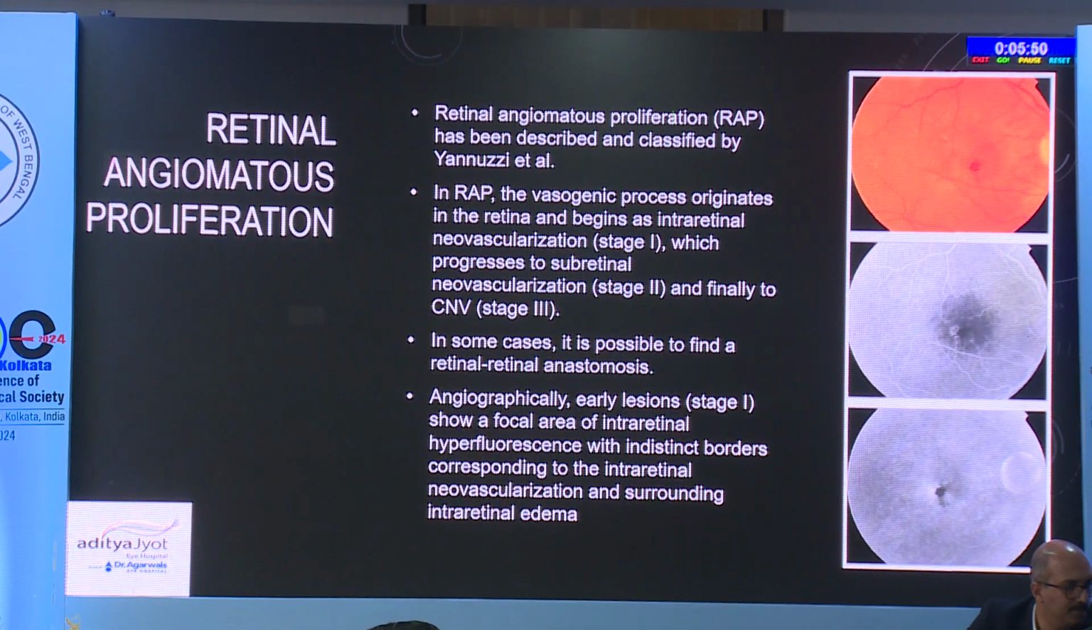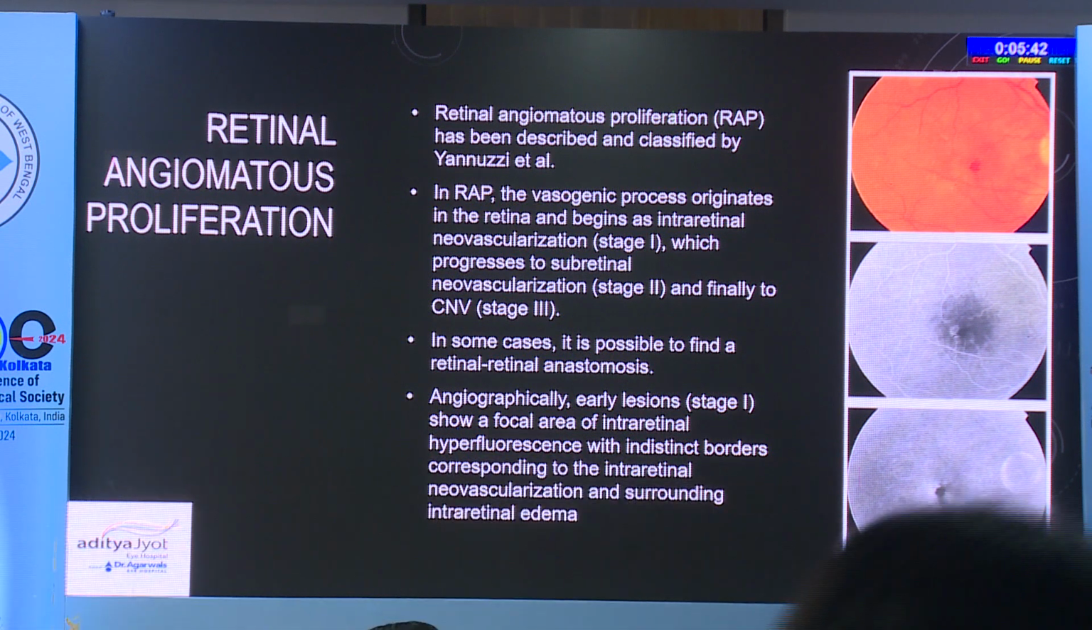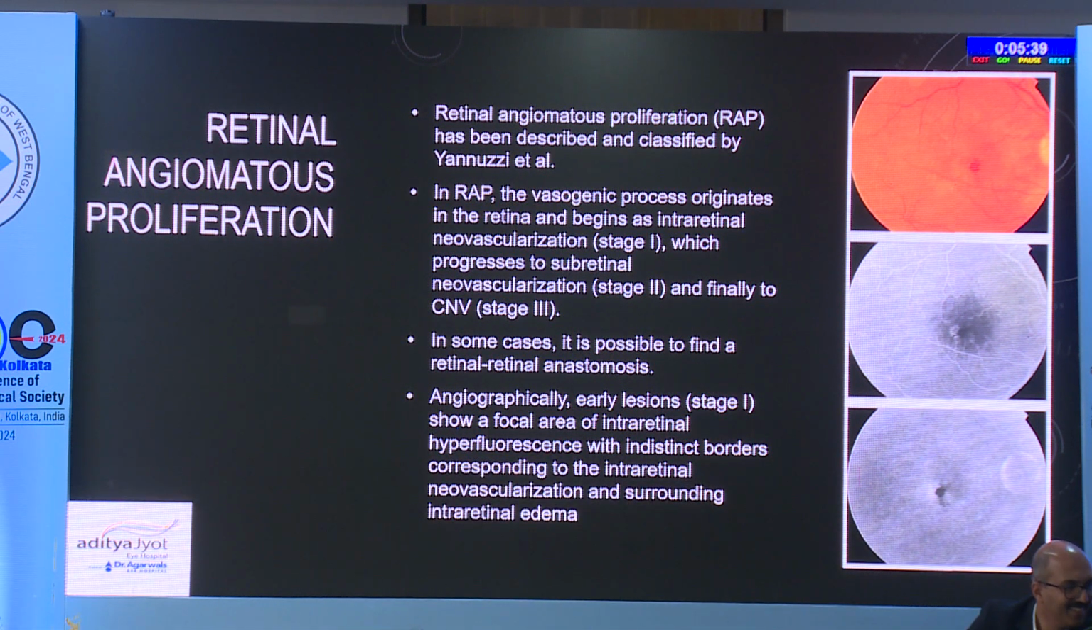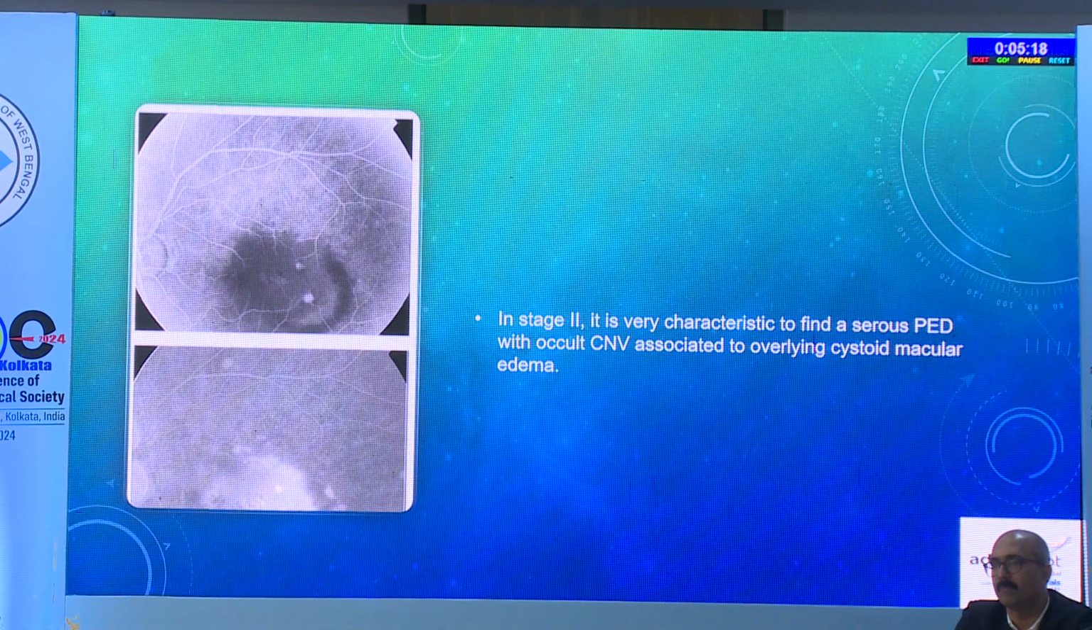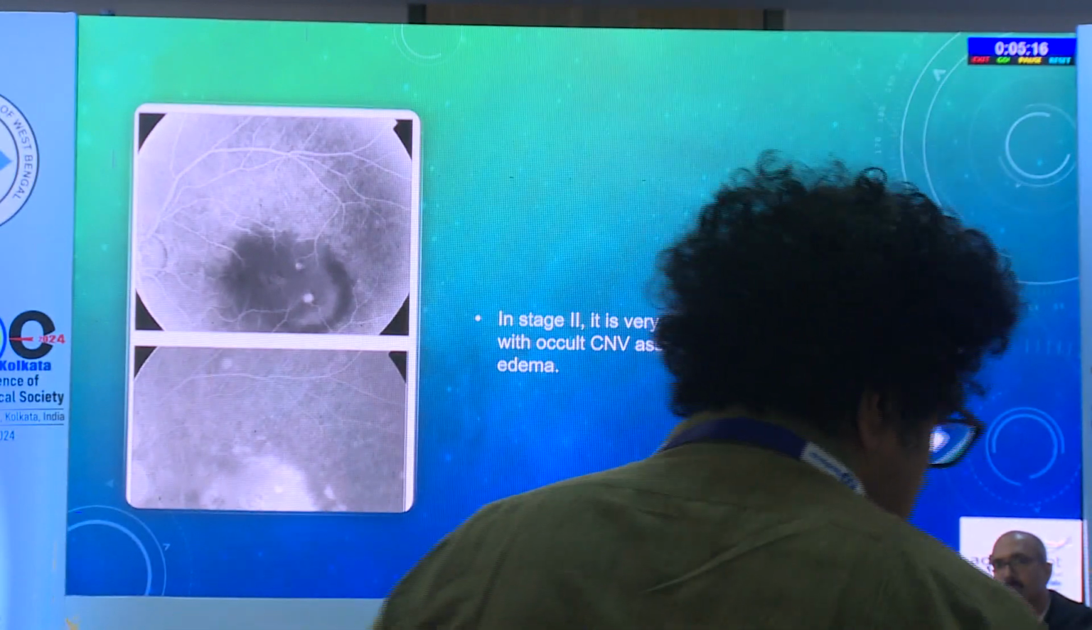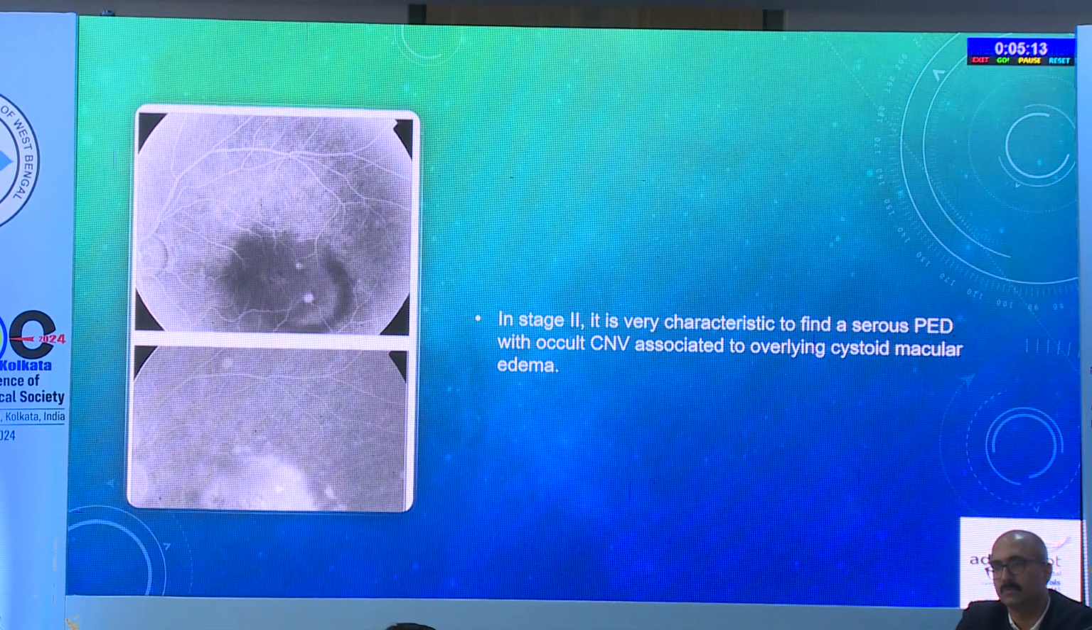And RAP has been described and classified by Yannuzzi et al. In RAP, the vasogenic process originates in the retina and begins as intraretinal neovascularization, stage 1, which progresses to subretinal NV, stage 2, and finally to CNV, stage 3. In some cases, it's possible to find a retinal anastomosis. Angiographically, early lesions show a focal area of intraretinal hyperfluorescence with indistinct borders corresponding to the intraretinal neovascularization and surrounding intraretinal edema. In stage 2, it's very characteristic to find a serous PED with occult CNV associated with overlying cystoid macular edema.